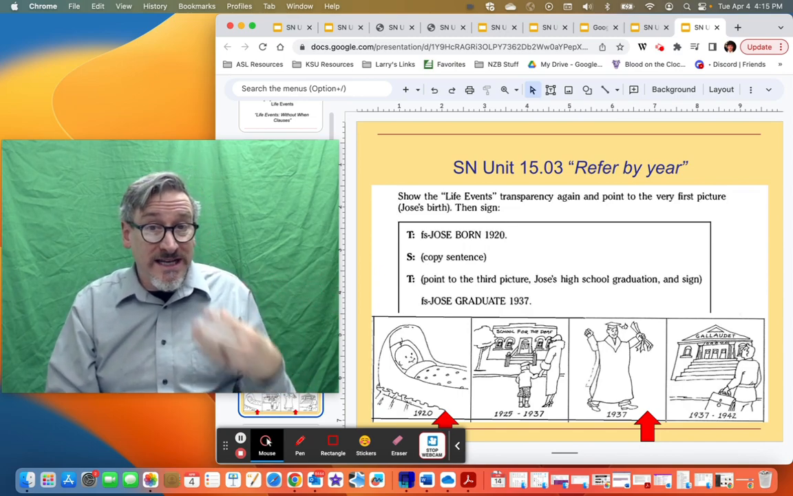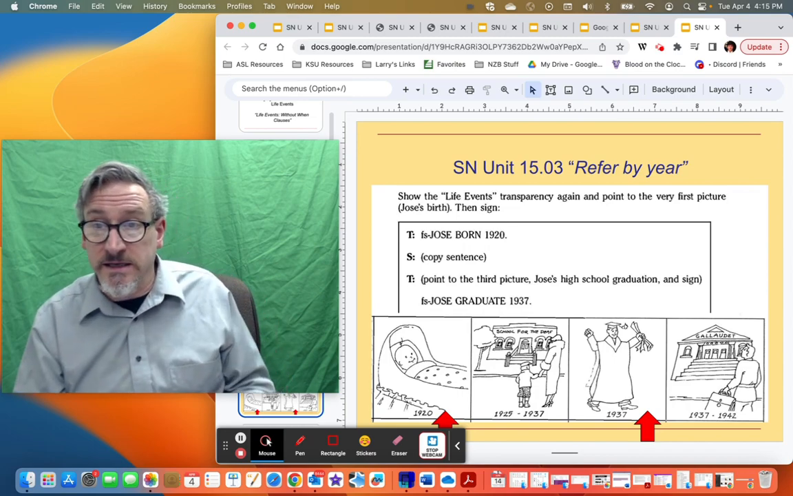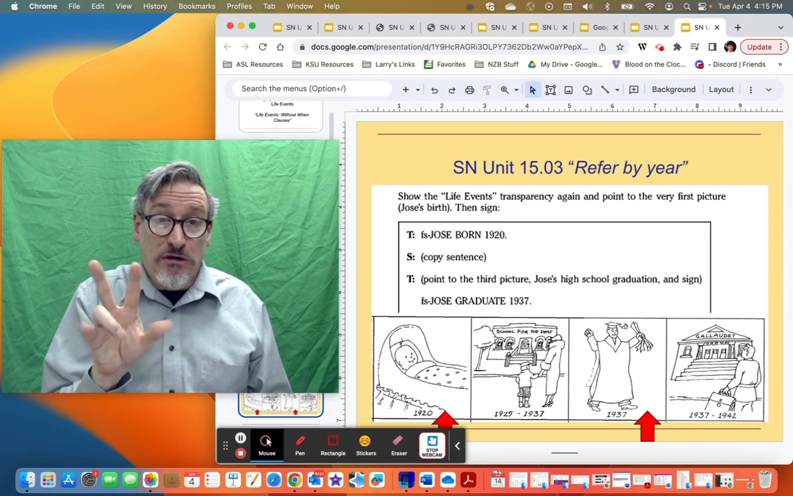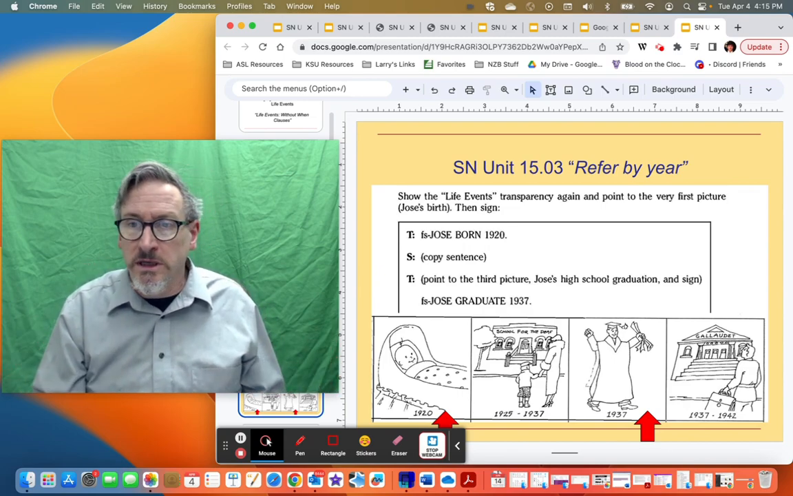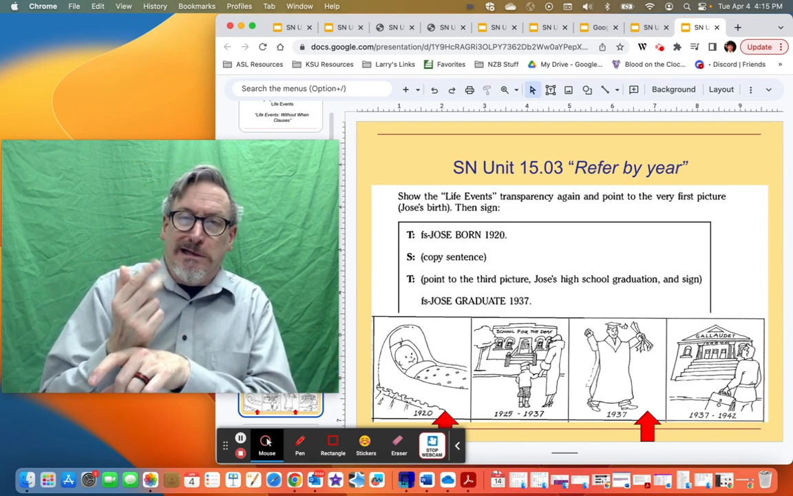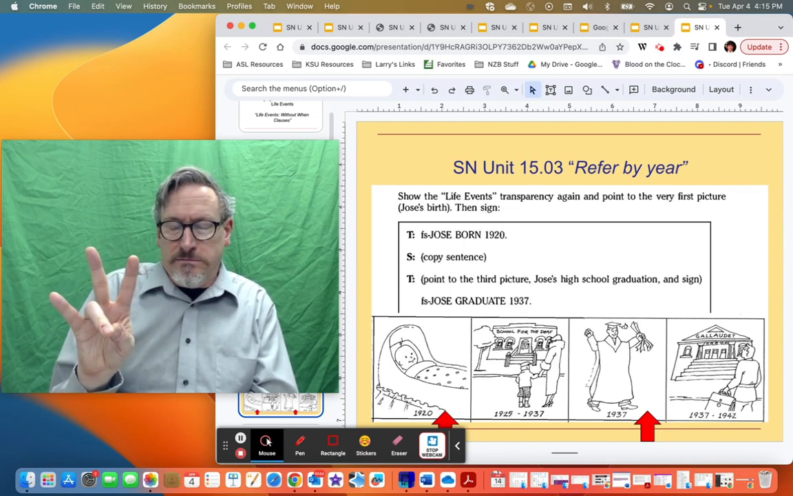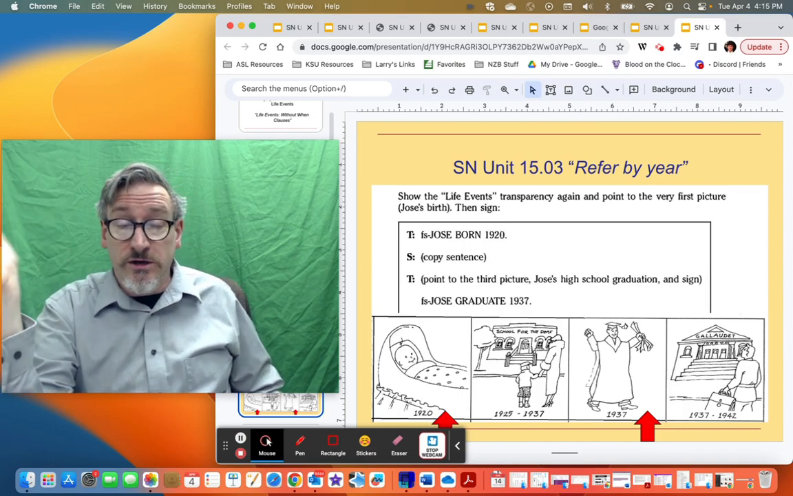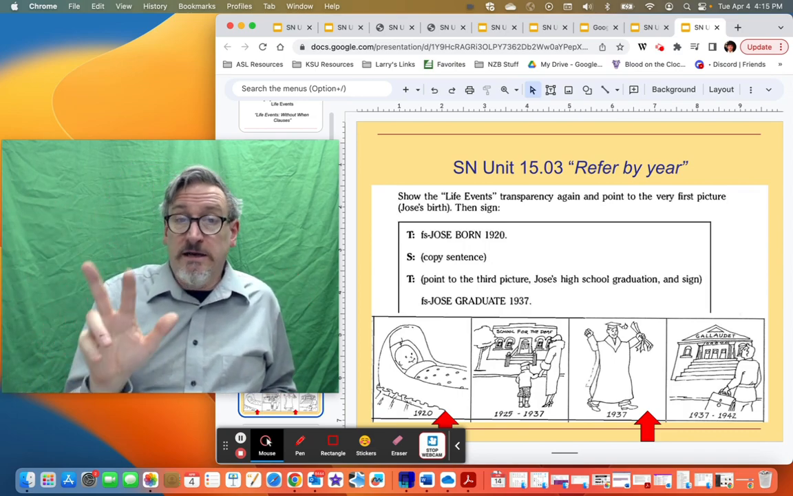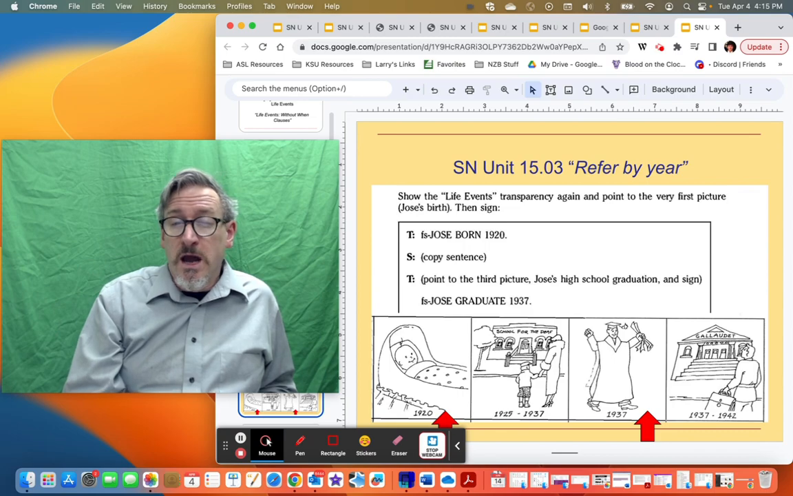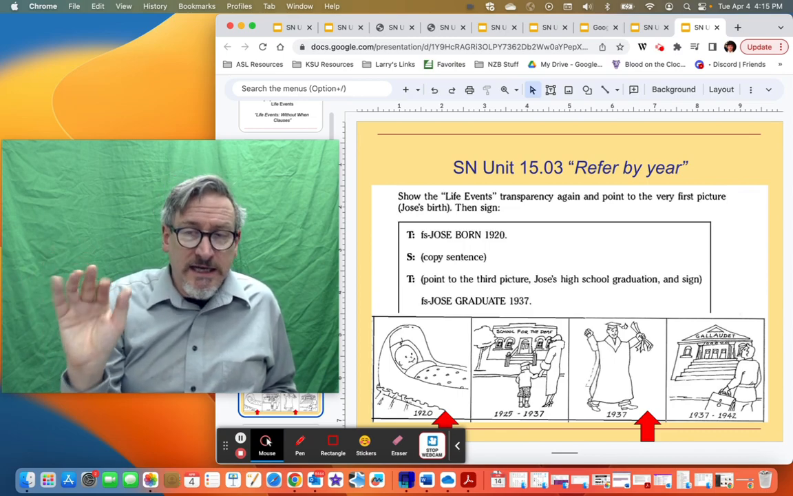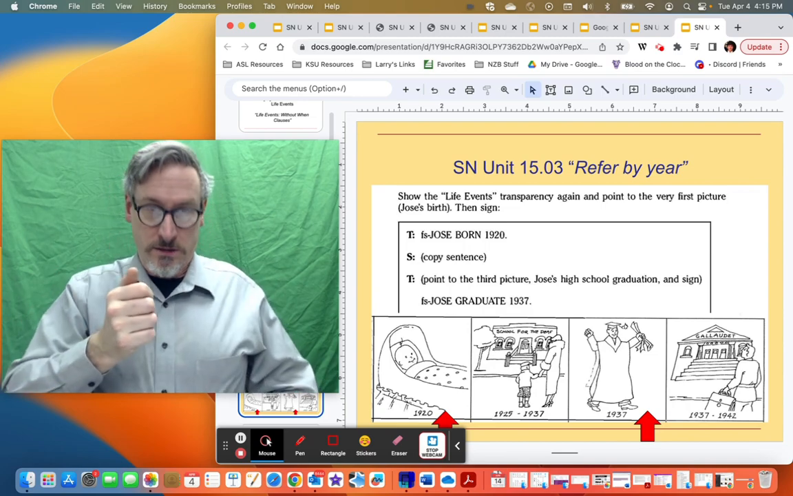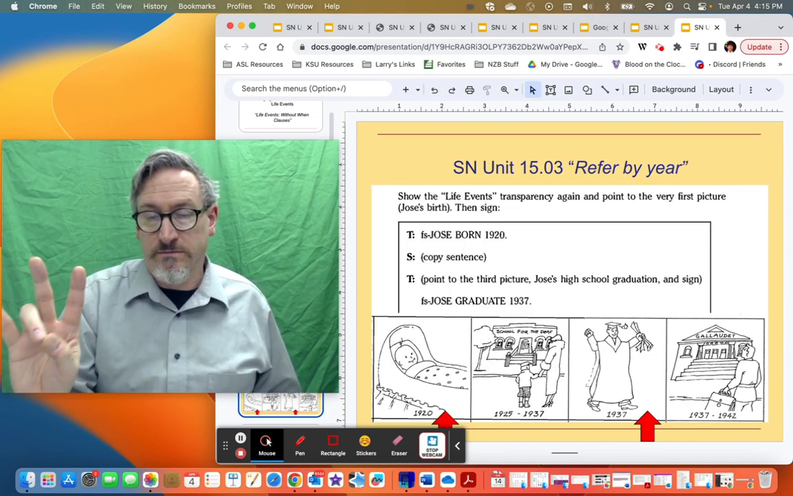So without the when clause, it's much more like a topic comment sentence. Now again, I'm going to recommend when you do years, go old-fashioned, 1937. I know you can do 19, there's 19. I would recommend, for clarity's sake, do old-fashioned 1937.